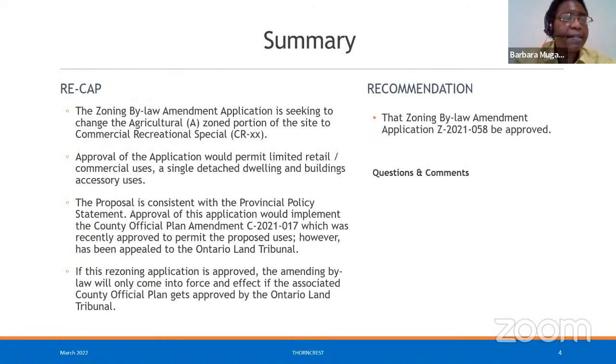So just to recap, this zoning amendment application is seeking to change the agricultural zoned portion of the site to commercial recreation special. Approval would permit limited retail commercial uses, single detached dwelling and buildings and accessory uses. This proposal is consistent with the provincial policy statement. It would implement the county official plan amendment, which was recently approved by the county, but has been appealed to the Ontario Land Tribunal. If this application is approved, the amending bylaw will only come into force and effect if the county official plan gets approved by the Ontario Land Tribunal. The recommendation is that this application be approved. That concludes my presentation.